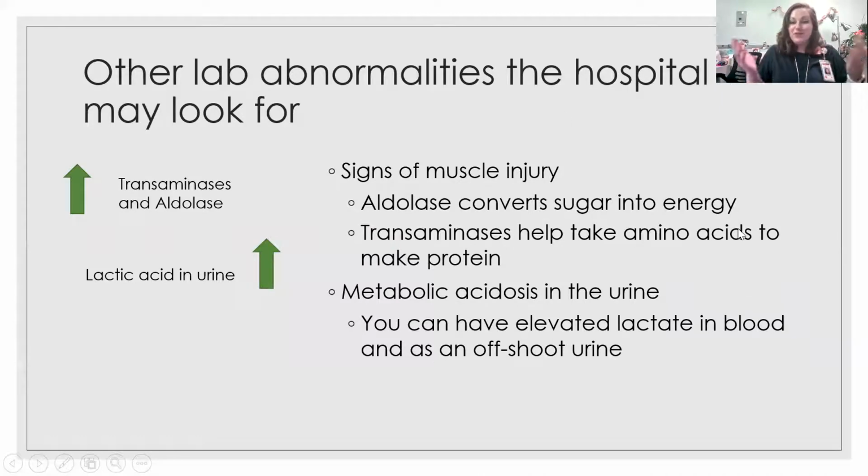Other things that perhaps a doctor or hospital might look at are other signs of muscle injury. I don't know if you remember from the Rhabdomyolysis PowerPoint, there were myoglobins and other things that were broken down whenever the muscle tissue started to break down. And two of those things are transaminases and aldolase.